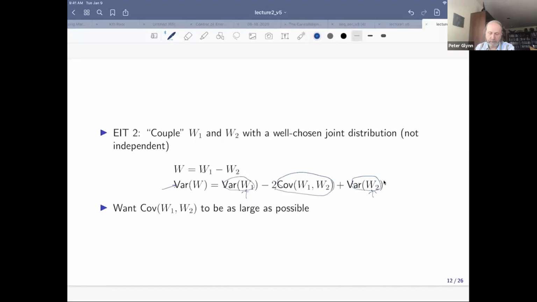You want to make the variance of W as small as possible, which means that you want to make this covariance between W1 and W2 as large as possible. You want to correlate this to be as big as possible. And this again involves choosing a suitable joint distribution that induces as much positive correlation as possible. So this is unlike the control variates context where you've got variance reductions for both negative and positive correlations. In this setting, you really need the correlation to be strong and positive.